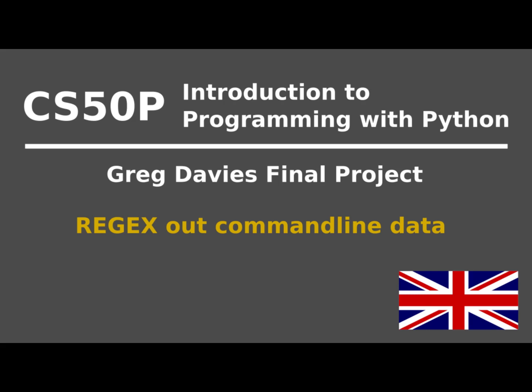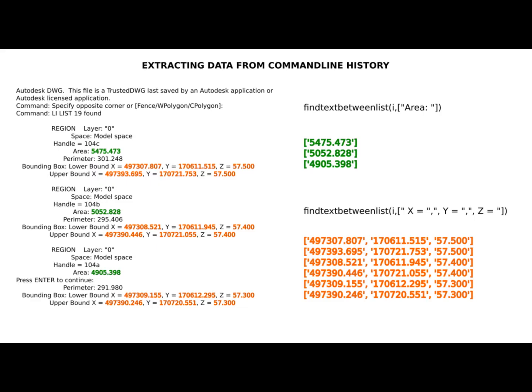I'm from the UK. The program I designed extracts data from a command line, for instance AutoCAD, which has a text display as you input data. So if you ask for an area of an object, for instance region, you would get a text output that looks something like this. And the area of interest, the bits of data that we're interested in, are in green and orange. Green being the area, orange being X, Y, and Zs.